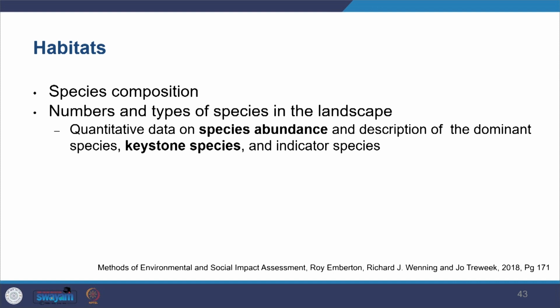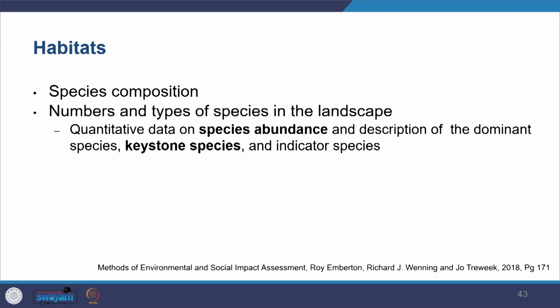And apart from quantitative, you should also describe the major species or the keystone species. We have learnt about this term before. And then there are also indicator species, the species which really tell you what's really going on, whether the environment is normal or it's polluted. And such studies are important in the detailed survey.